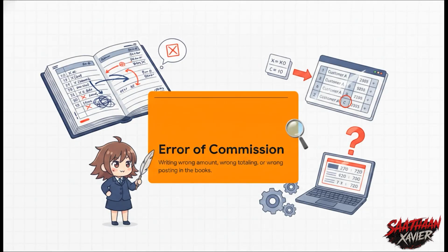Then we have the error of commission. This suspect commits crimes through sheer clumsiness or basic clerical oversight. It's your classic typo. For instance, accidentally writing a $17,270 purchase as $17,720 in the purchases daybook. Or maybe you correctly recorded a sale, but you ended up posting it to the completely wrong customer's account. See, it's an error of execution, not a misunderstanding of accounting theory.